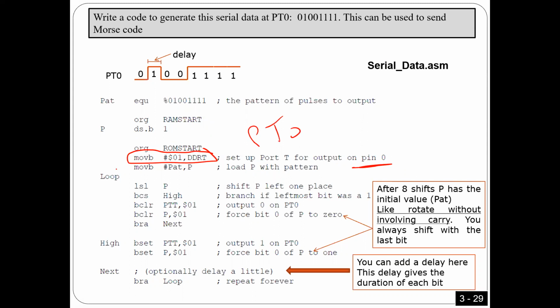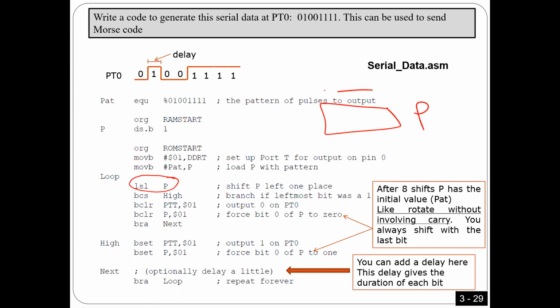Most of the time the program is going to be here. This part is just configuration. So what should I do here? This is exactly what I explained. Look here, guys. Number one, shift left P, so your information is here. I shift left, so this bit is going to go to the carry. Great, and then I'm going to check the carry.